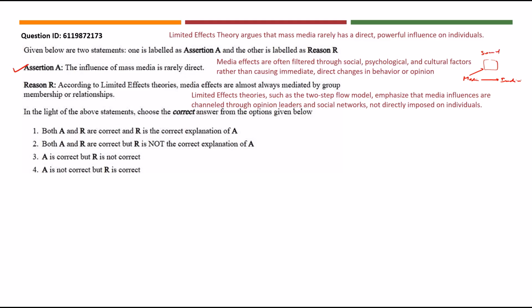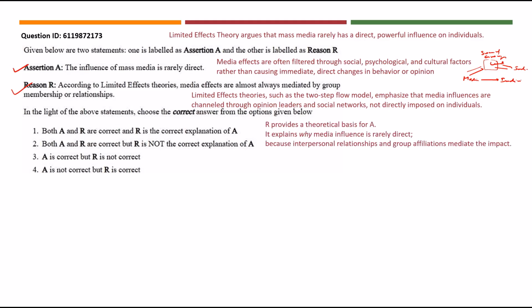Like social networks, some groups, some opinion leaders, and then based on their role, if it reaches the individual, that will be the two-step model. So the reason is also correct as per limited effects theory. R provides a theoretical basis for A. A is the reality they have told, but R is going to give you that basis. It explains why media influence is rarely direct, because interpersonal relationships and group affiliations mediate the impact, they say.